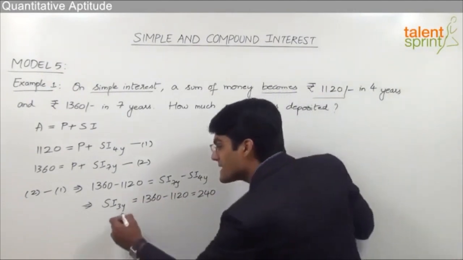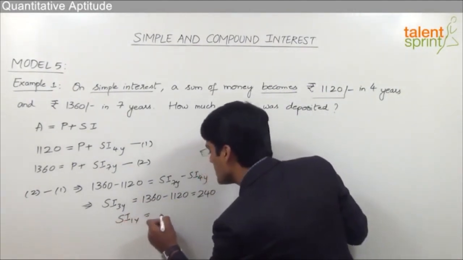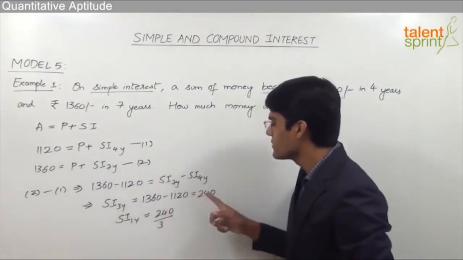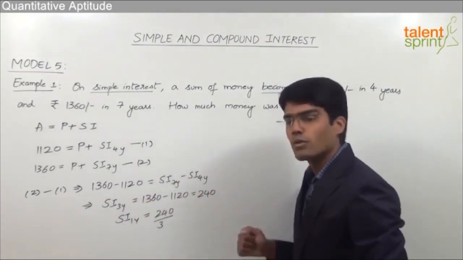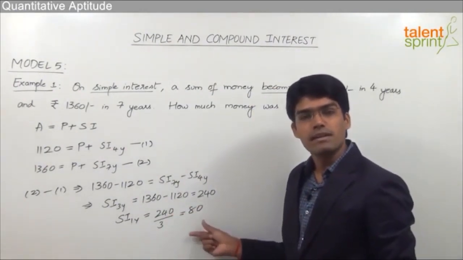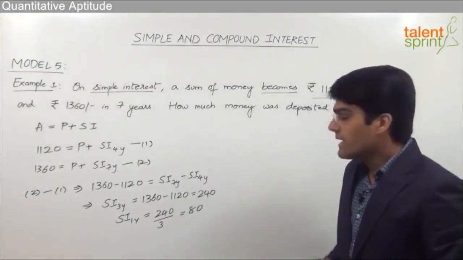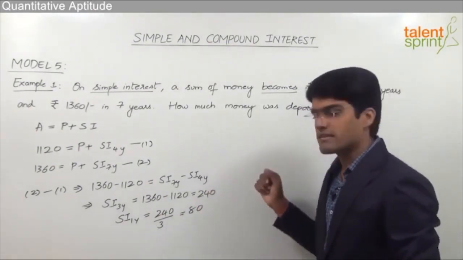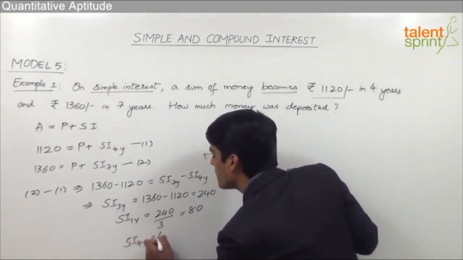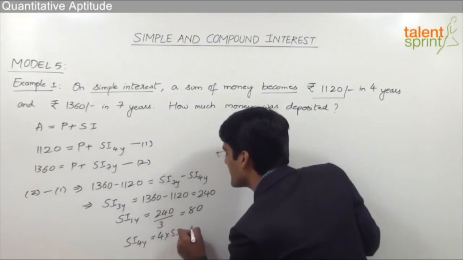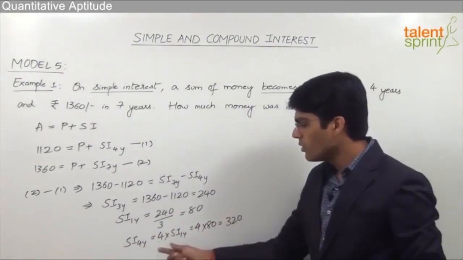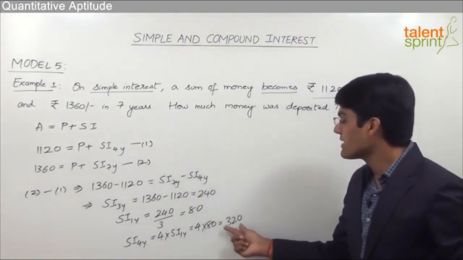From this we can say that simple interest of 1 year is equal to 240 divided by 3. Since for 3 years it is 240, for 1 year it should be 1/3 of 240, which is equal to 80 rupees. So we can understand that every year the simple interest is 80 rupees. Let us now find out the simple interest for 4 years. If simple interest for 1 year is 80, simple interest for 4 years would be 4 into simple interest of 1 year. That is nothing but 4 into 80, which is equal to 320 rupees.